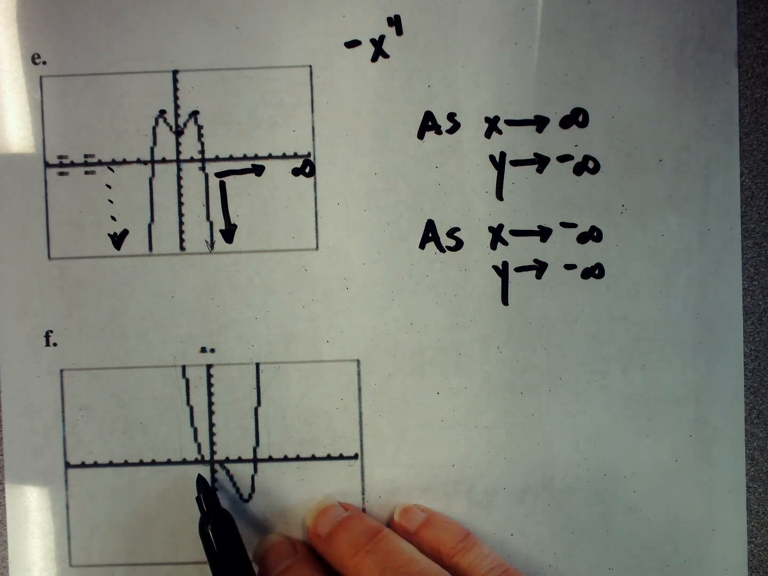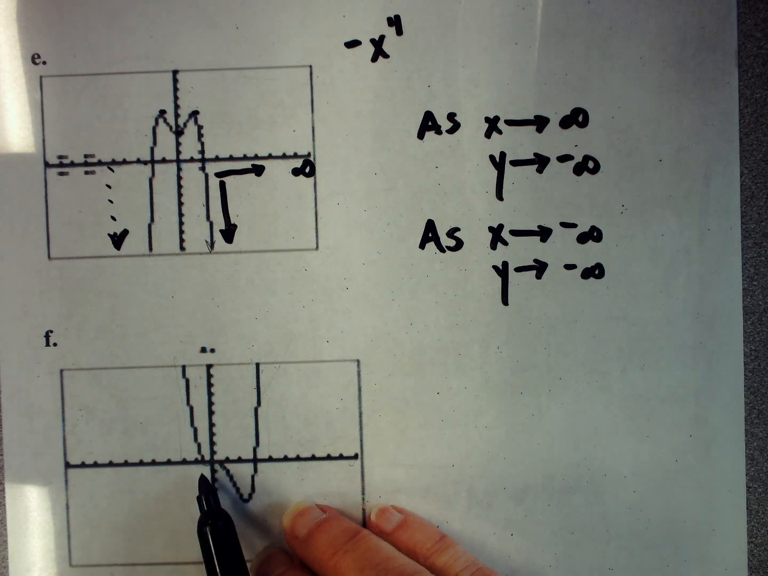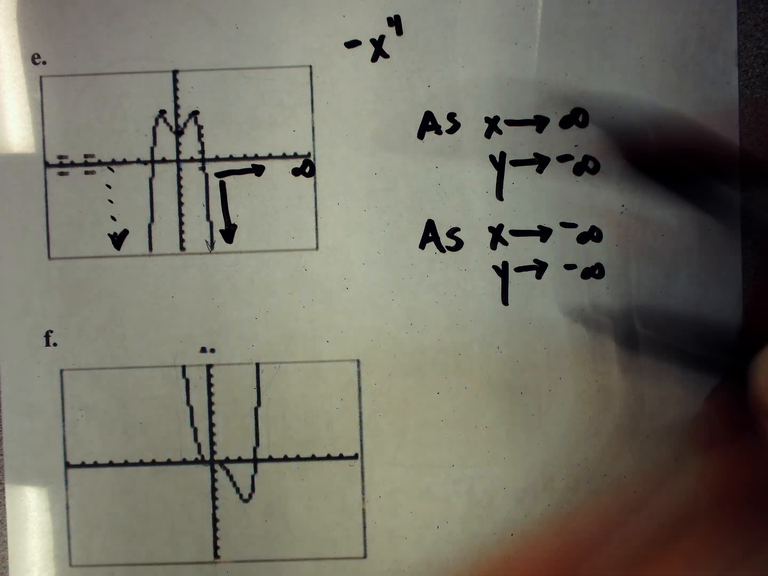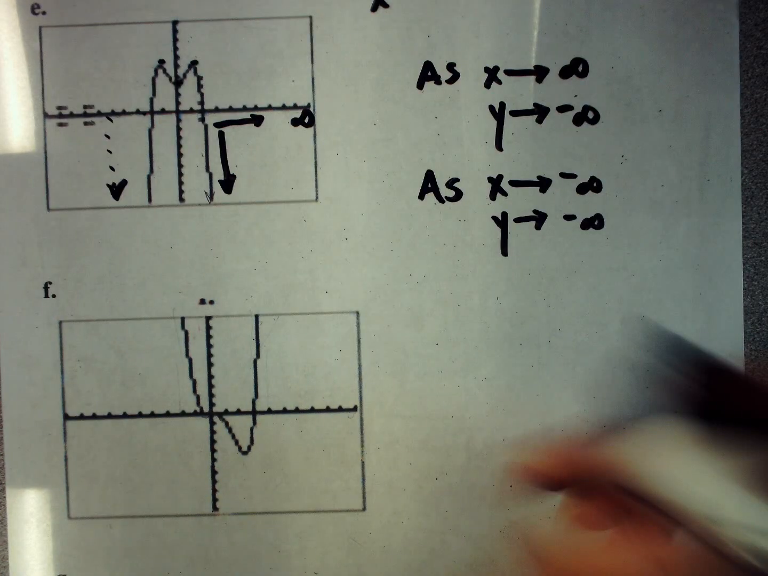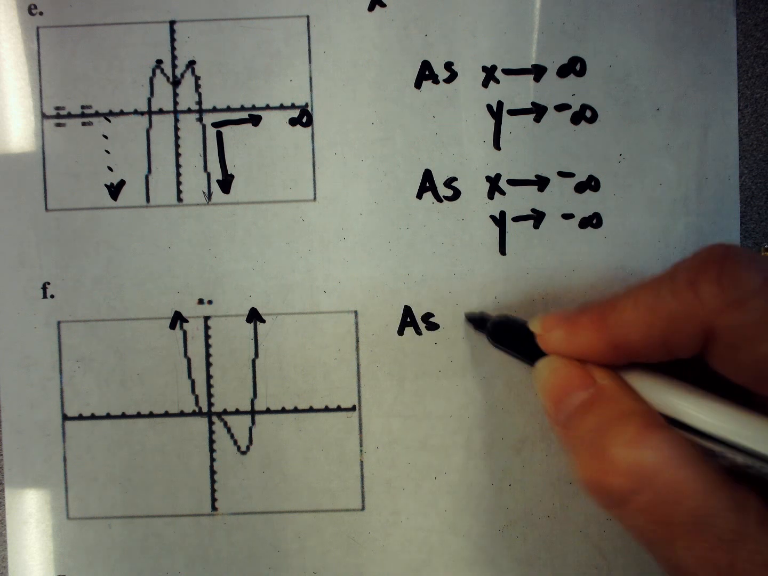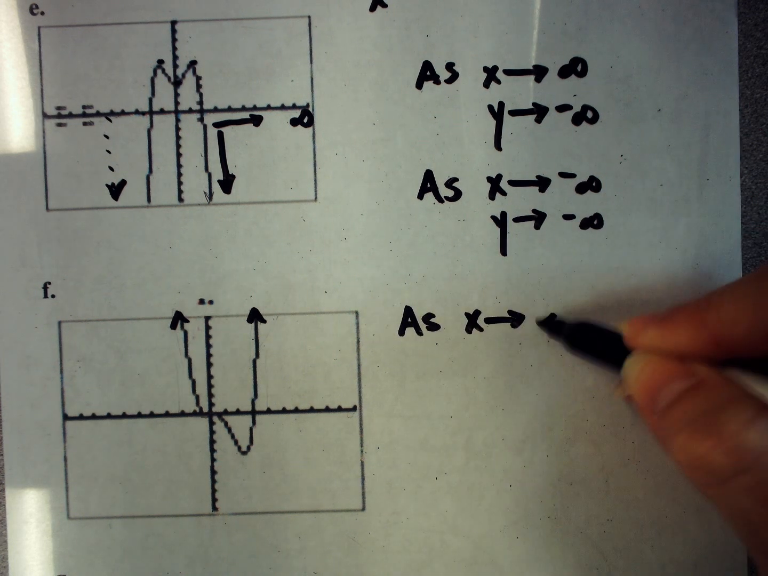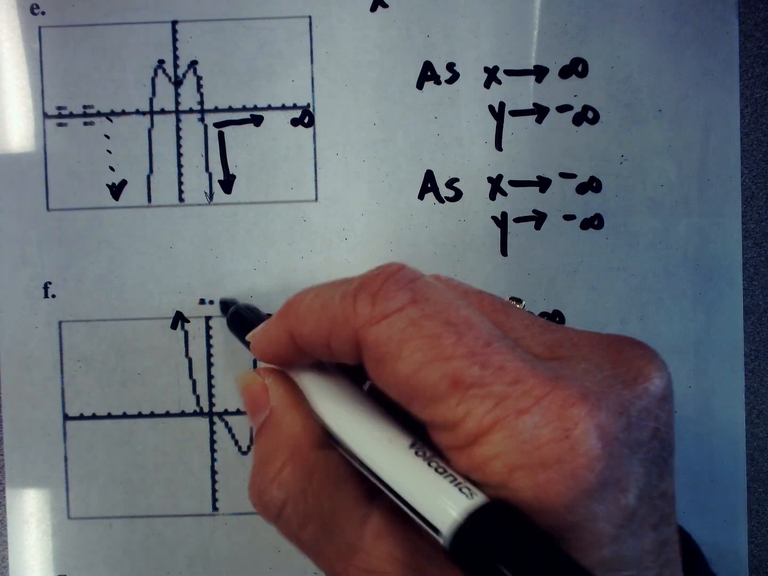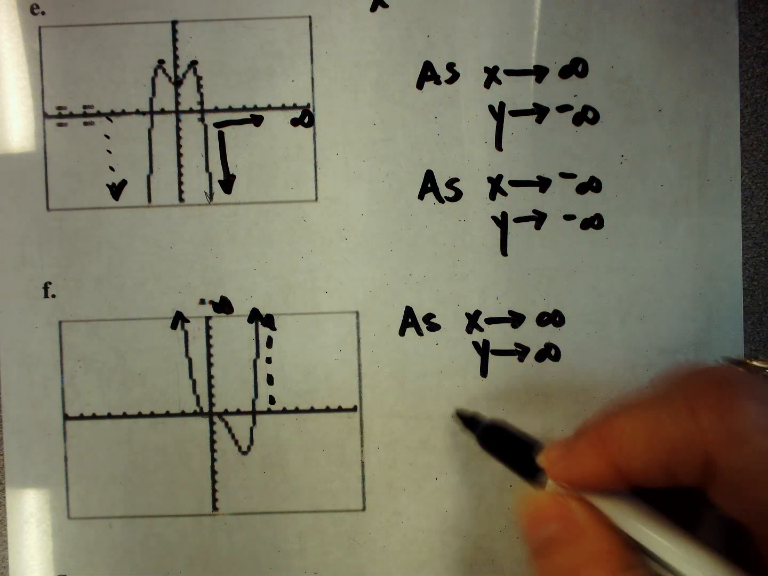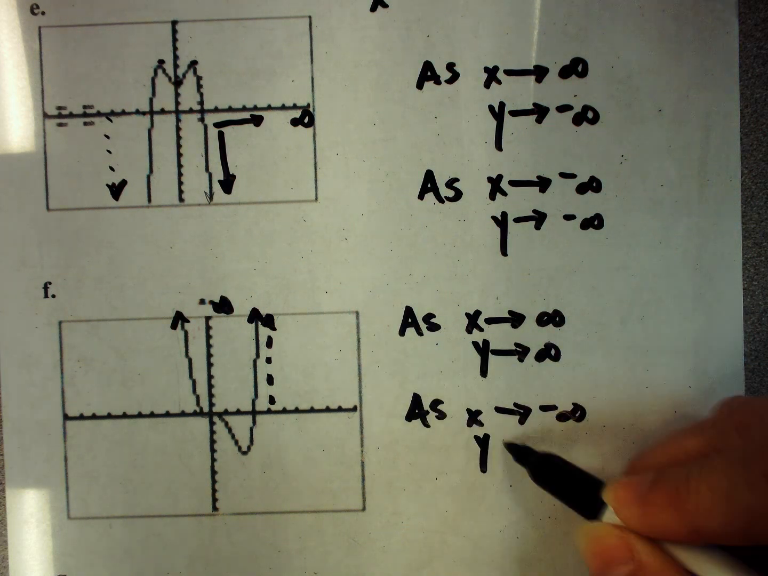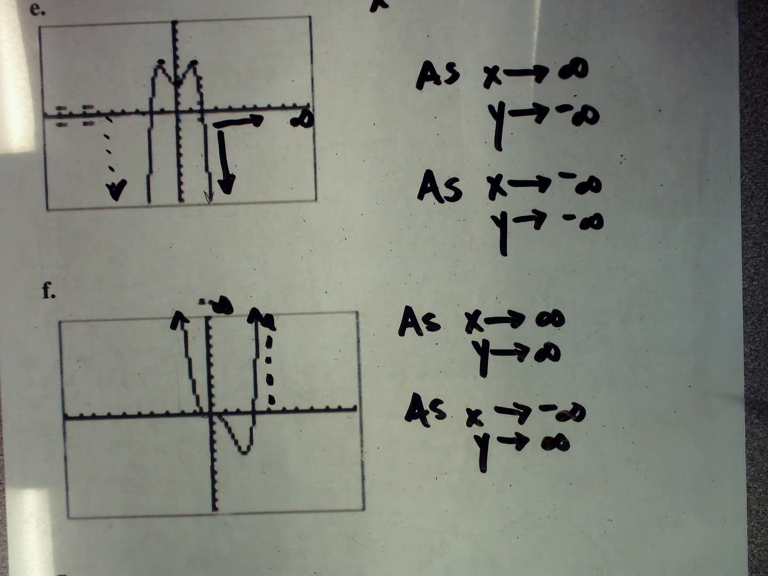This one, 1, 2, let's see. There's 1, 2, 3, 4. No, you can't see all the turns. So we're not going to really tell what that is. We already know it's even because both are going in the same direction. So end behavior would be as x approaches infinity, the y values are going towards infinity. And as x approaches negative infinity, the y's are going up to positive infinity as well.